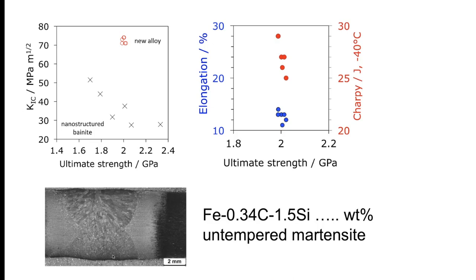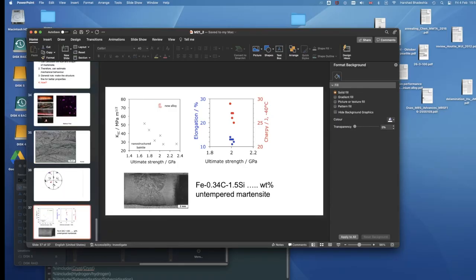Fragmented is the wrong term, but you get thousands of orientations of martensite within a single austenite grain because of the strain gradients present inside the austenite grain. So I will finish there today, and I'll be happy again to answer any questions.